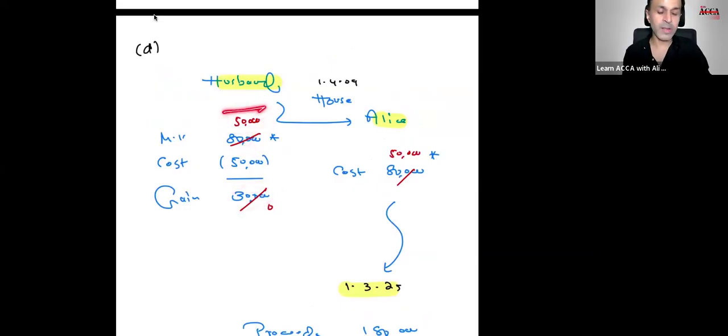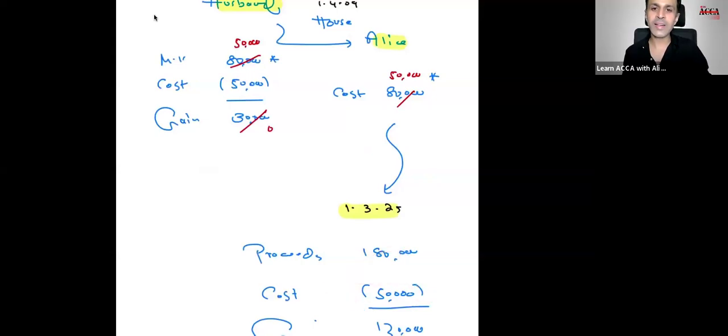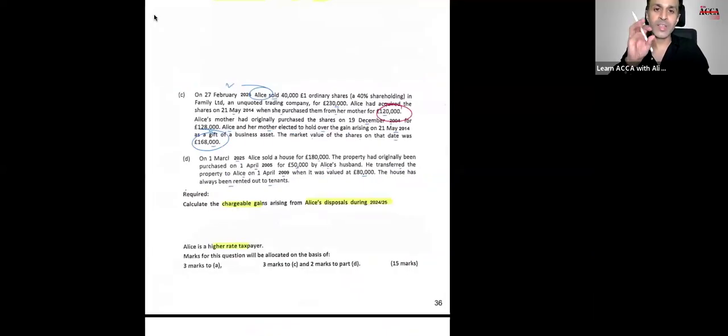When this assumption is made on the husband's side as the balance of sale proceeds, that will continue to be the cost on the side of the buyer. So tomorrow, when Alice goes to sell it to someone else, she will use the same cost to calculate the gain on her side. The job's pretty much done. Three issues in that one question we have highlighted: rollover relief, holdover relief, and inter-spouse no gain, no loss transfer.